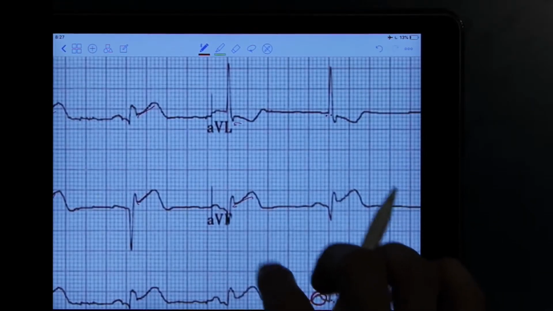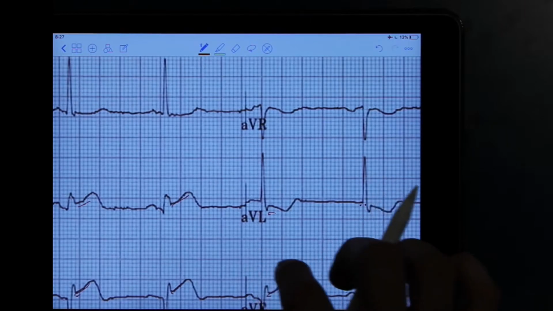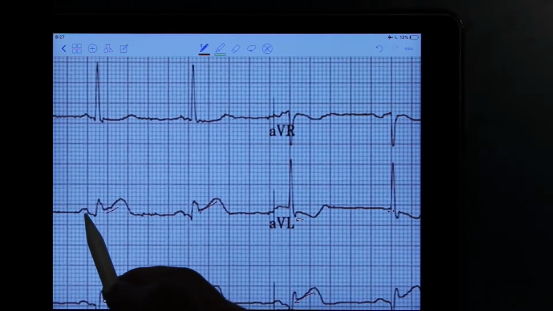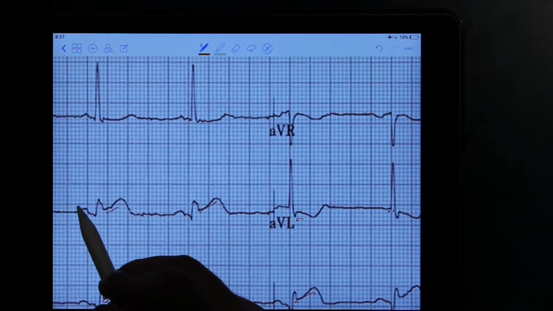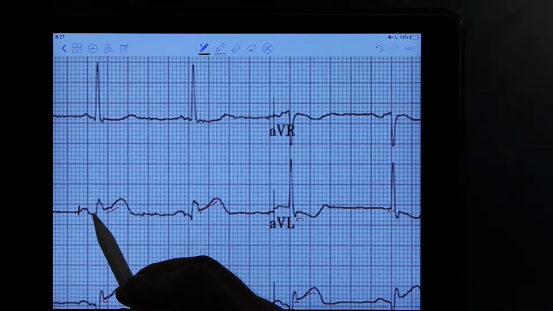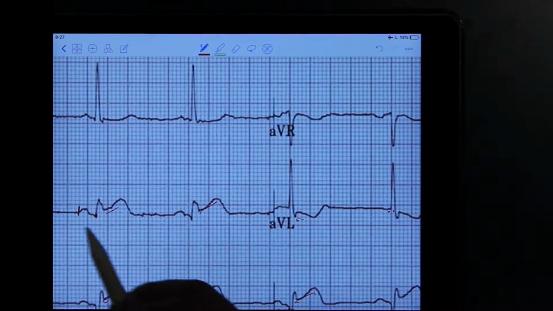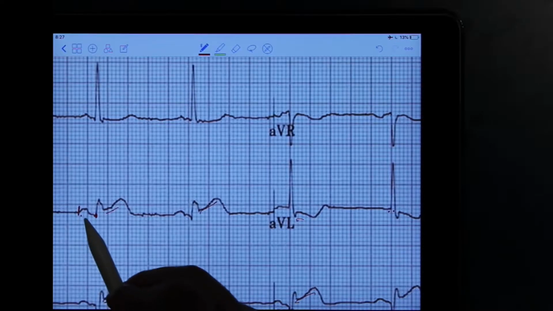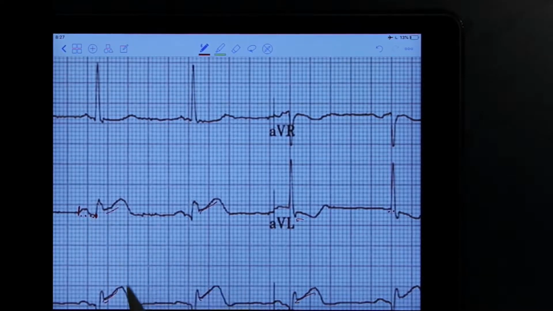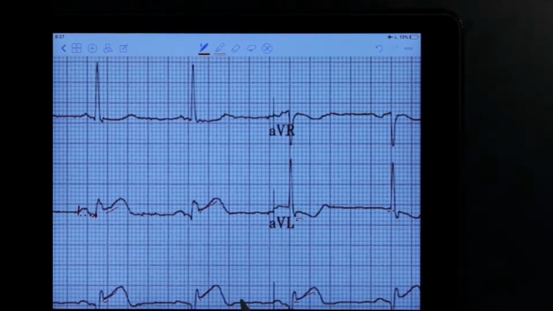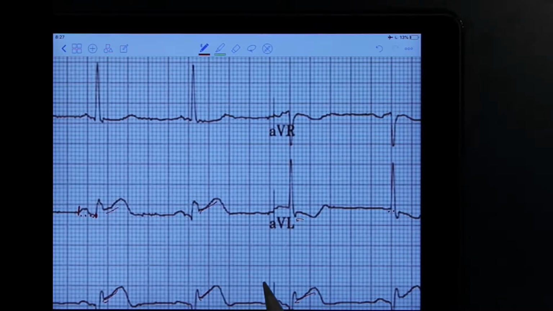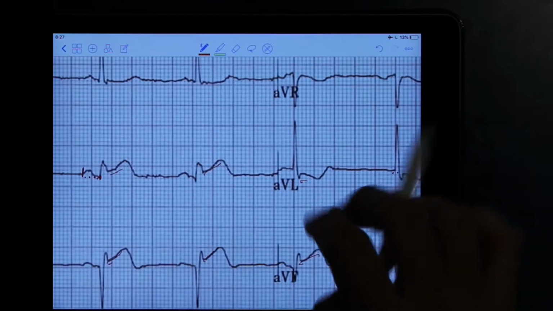So what we do is we find a nice P wave, and we have that here. So we'll go from the start of the P wave to the start of the QRS complex, and this is 1, 2, 3, about 4 small boxes. We're looking for a normal PR interval to be between 3 to 5 small boxes. So 4 is within that range, and that is less than 200 milliseconds. So this would be normal.